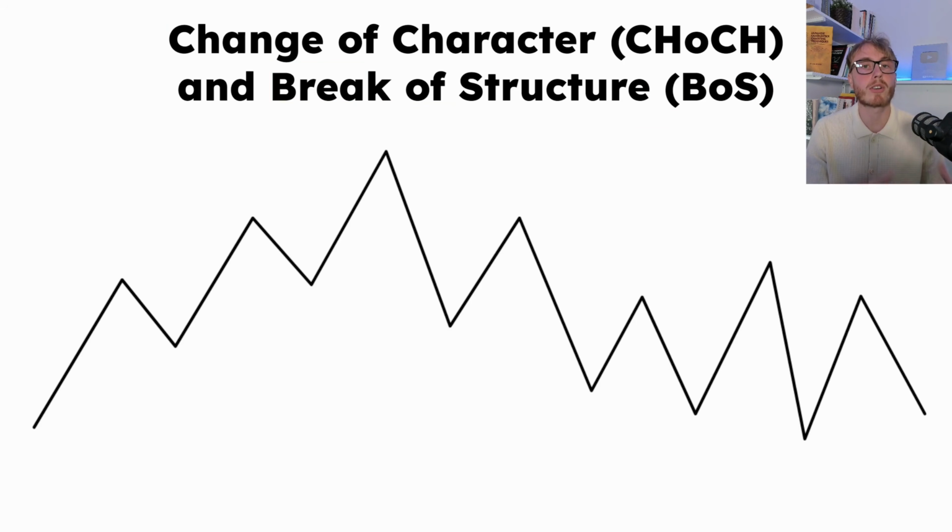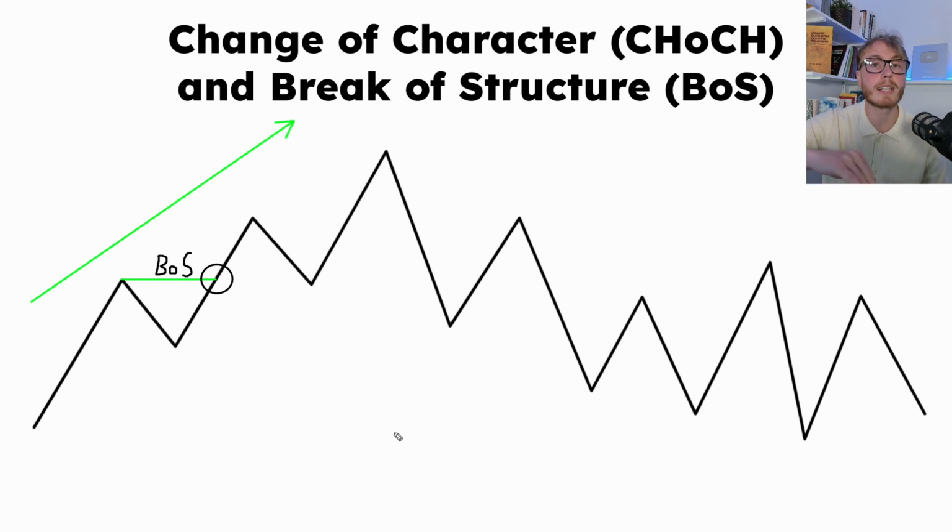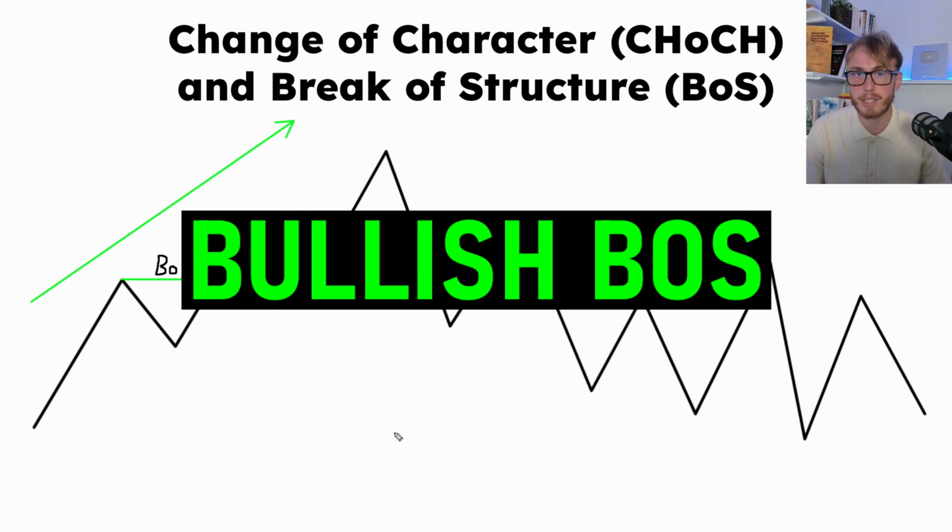A break of structure occurs when the price breaks a higher high within an uptrend or a lower low within a downtrend. So for example, right here, you can see that this market is in an uptrend. And when the price pushes above this point right here, the price breaks to a new high within an uptrend, and therefore this is a break of structure, or for short BOS. When we're talking about break of structures in an uptrend, we can call this a bullish break of structure.